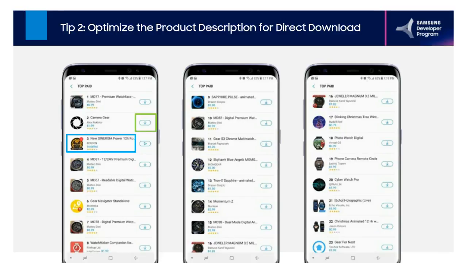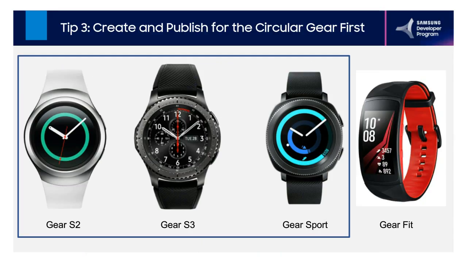Tip number three: Samsung has two different smartwatch lines, the circular Gear, which started with the Gear S2, Gear S3, and Gear Sport, and then Gear Fit. You can assume an 80-20 rule, that 80% of the content downloads are happening on the circular Gear, 20% on the Gear Fit. So start with the watch face, optimize it, and start with the circular Gear, and then later do Gear Fit.